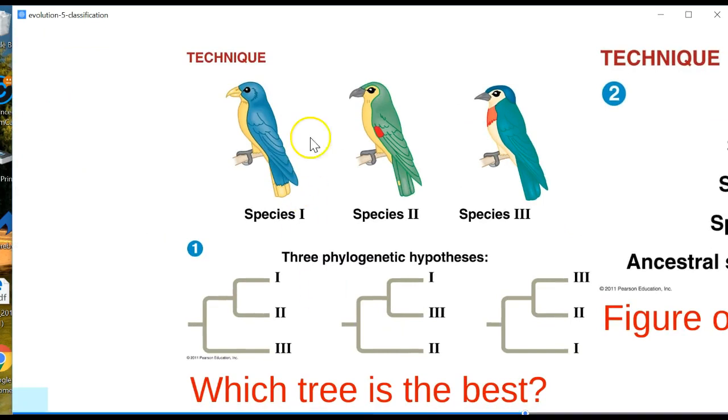Okay, so here we have three different species, species 1, 2, and 3 of these different bird species. And so which tree is the best? Because we could organize them so that 1 and 2 are most closely related, or 1 and 3, or 3 and 2.